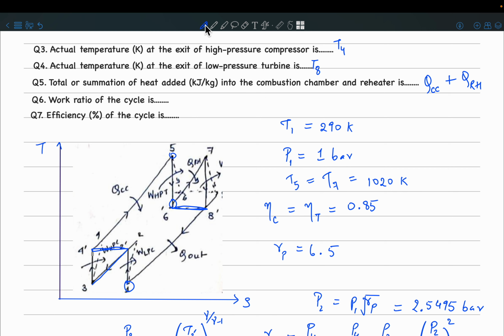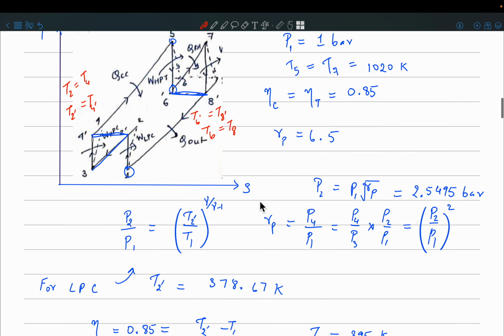So this is an important point, so I'll make a note in the diagram. T2 prime is equal to T4 prime, and automatically, because the pressure ratios and efficiencies are the same across both the compressors, we get that T2 is equal to T4. And similarly you can see that T6 prime is equal to T8 prime because the reheater is ideal, and then automatically you get that T6 is equal to T8, because again the efficiencies for both the high pressure and the low pressure turbine are the same.